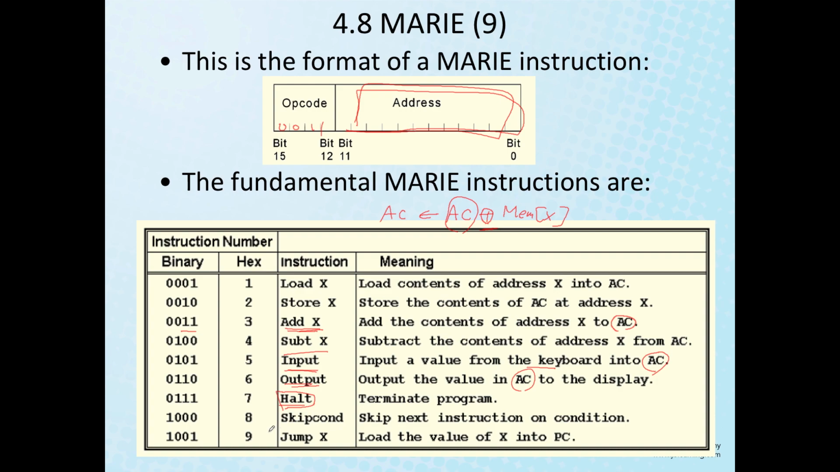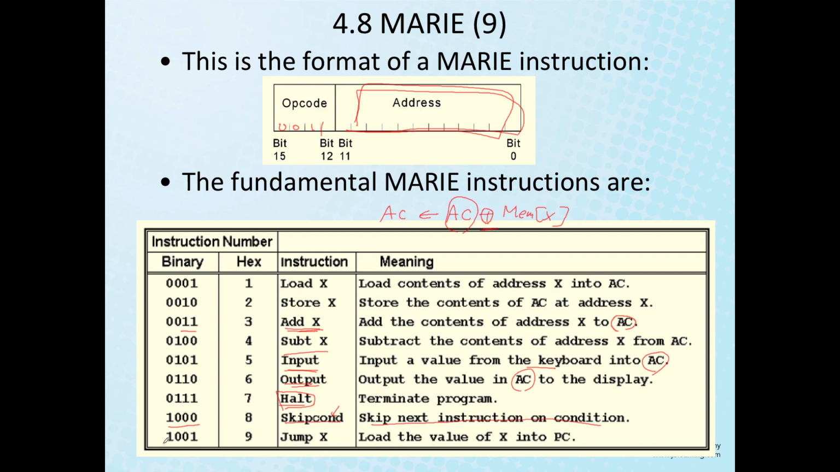And then we have some slightly more complex operations. The opcode 1000 is a skip conditional instruction, which means skip the next instruction based on a condition. Details of this one we will see on the next slide.